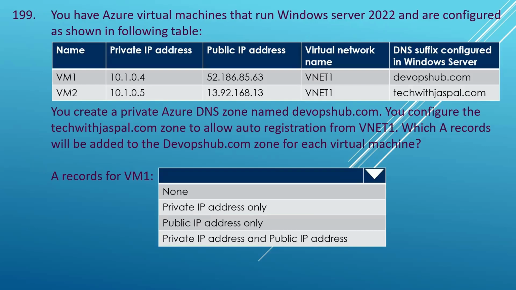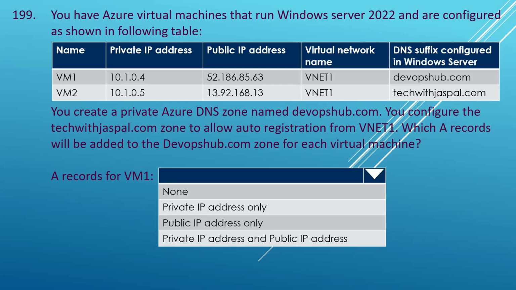13.92.168.13. And both of the VMs are connected to VNet1, and the DNS suffix of VM1 is devopshub.com and VM2 is techwithjaspal.com. You create a private Azure DNS zone named devopshub.com. You configure the techwithjaspal.com zone to allow auto registration from VNet1. Which A records will be added to the devopshub.com zone for each virtual machine? A records for VM1, and your options are none, private IP address only, public IP address only, private IP address and public IP address.